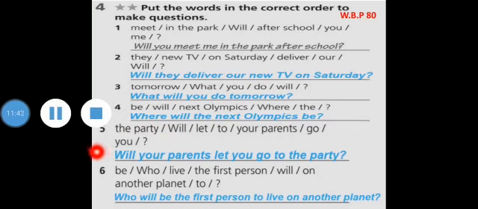And number 6, who will be the first person to live on another planet? Who is the question word. Will is the helping or modal verb. Be is the main verb, and it is infinitive, the first person to live on another planet.